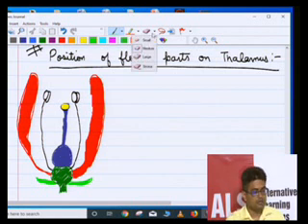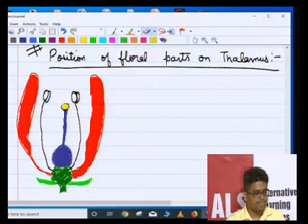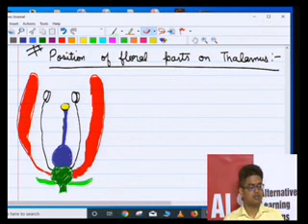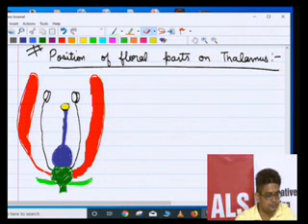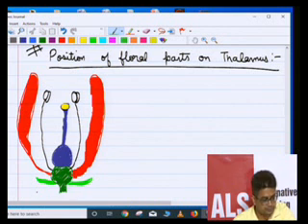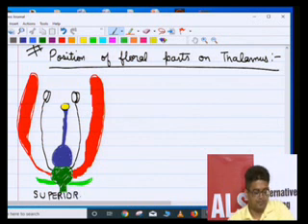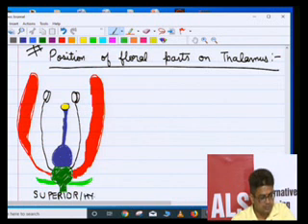So what is happening here is that all the floral parts are inserted one below the other. This is the case of superior ovary. You call this condition as superior ovary, or you can also call it hypogynous ovary.